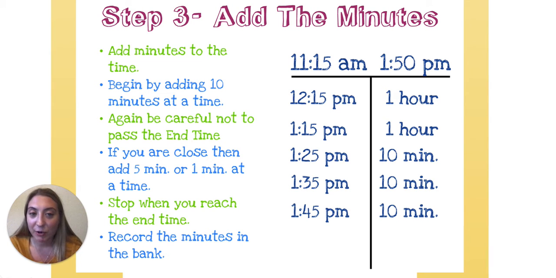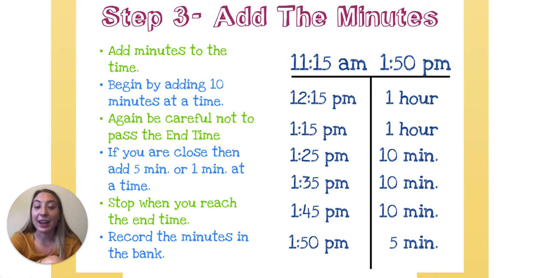If I add 10 more minutes to 1:45, that's 1:55, which is too many because we don't want to go past 1:50. But I can add 5 more to get to 1:50. 46, 47, 48, 49, 50. So 5 more minutes. And now we have reached our end time. We're done. So now this is all the time between 11:15 to 1:50 p.m. Now we have to add it all up.